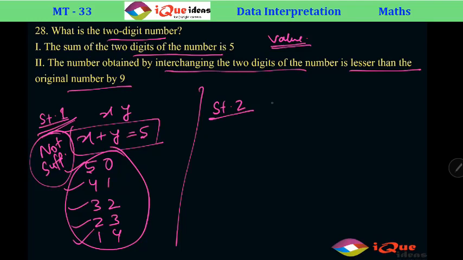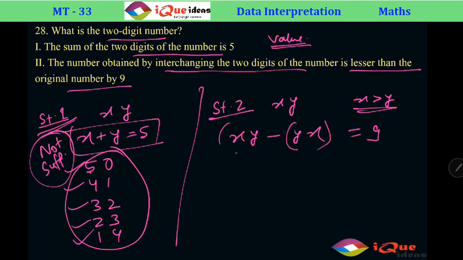That means in the original situation, if there is a number xy, x has to be more than y, right? And the question says xy minus yx, number interchanged, is lesser than the original number by 9. So this is equal to 9, right? We also know that xy is actually 10x plus y, minus yx, which will be 10y plus x, and that is equal to 9.